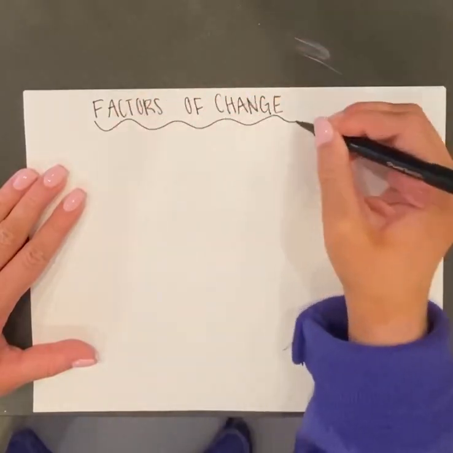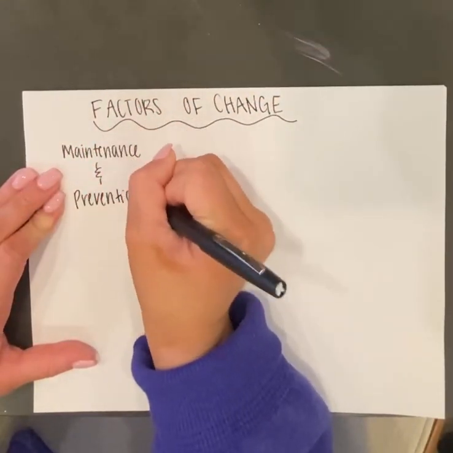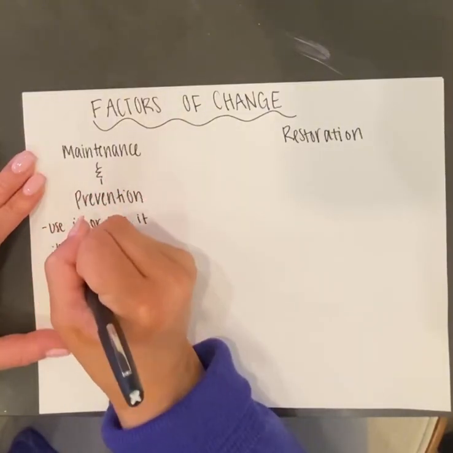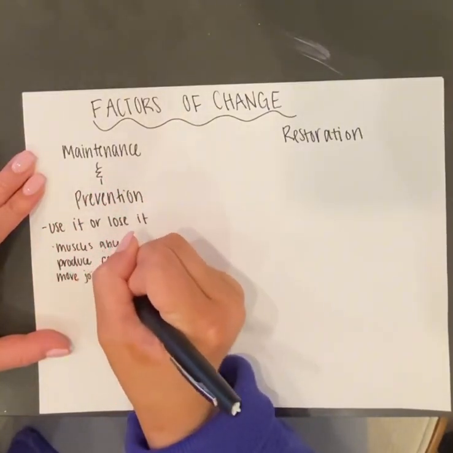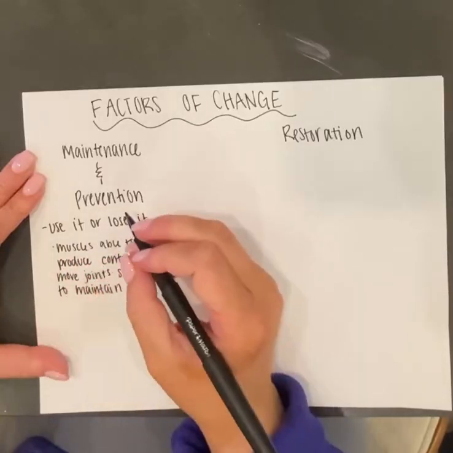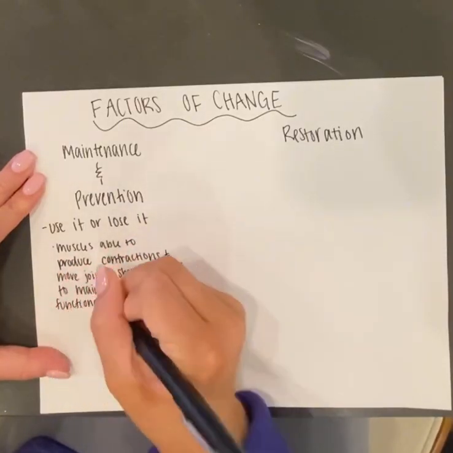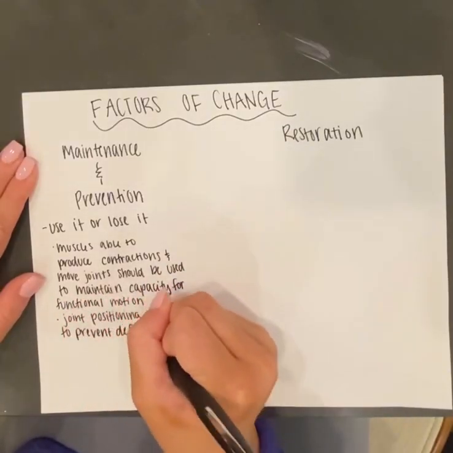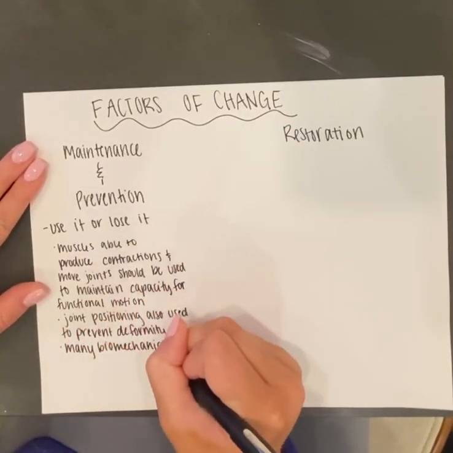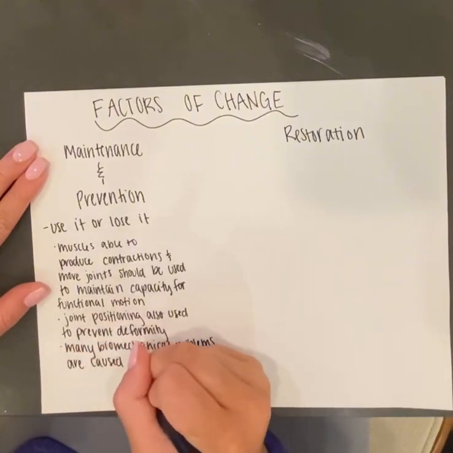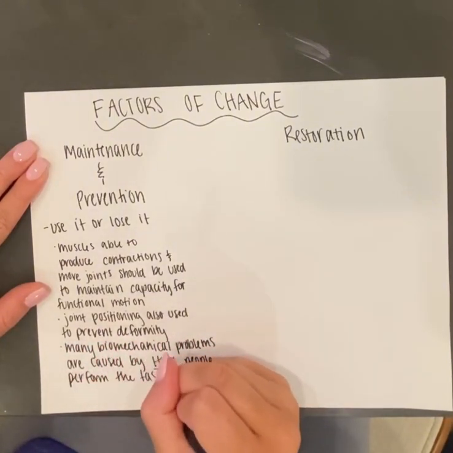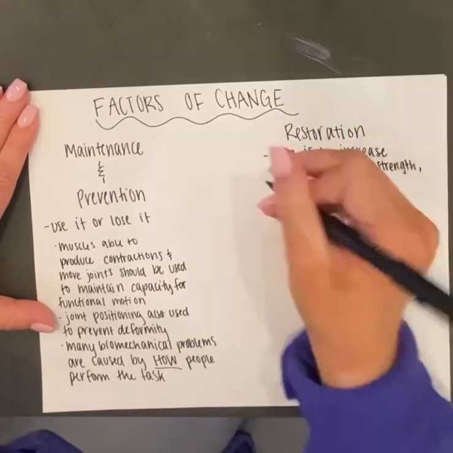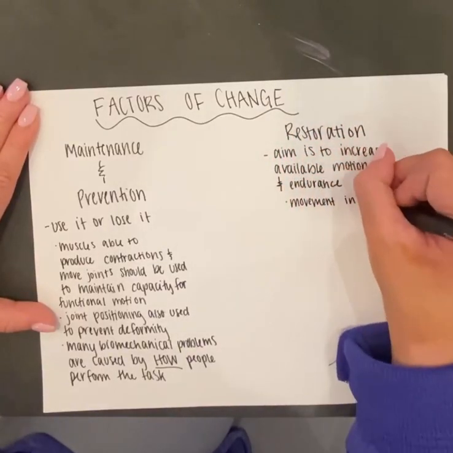Now we have our factors of change. First of all, we have maintenance and prevention and restoration. Use it or lose it is what's happening with the maintenance and prevention. Muscles are able to produce contractions and move the joints and should be able to maintain capacity of functional motion, joint positioning to prevent deformities, and looking at the biomechanical problems and figuring out that this is by how people perform the task. Restoration is our aim to increase available motion, strength, and endurance.